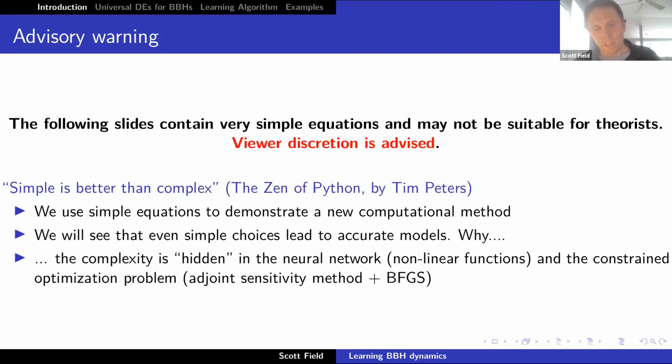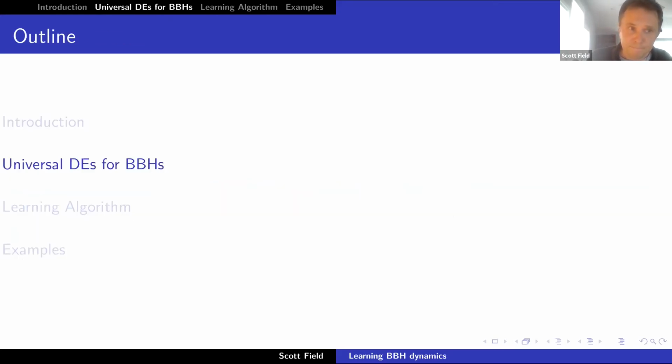So one thing to keep in mind is that many of the equations that we'll be seeing in a bit are quite simple, certainly by comparison to post-Newtonian or effective one-body equations. But this is really just to demonstrate a new computational method. But we'll also see that these simple choices lead to fairly accurate models, largely because the complexity is hidden in these neural networks, which are known to be good approximators for general nonlinear functions.